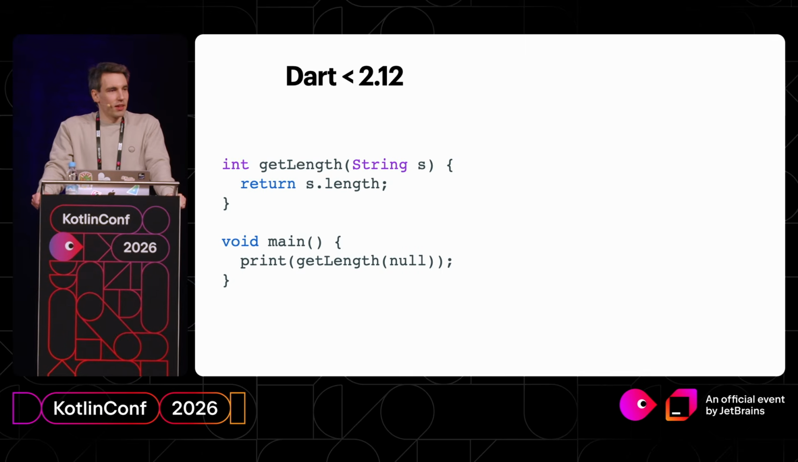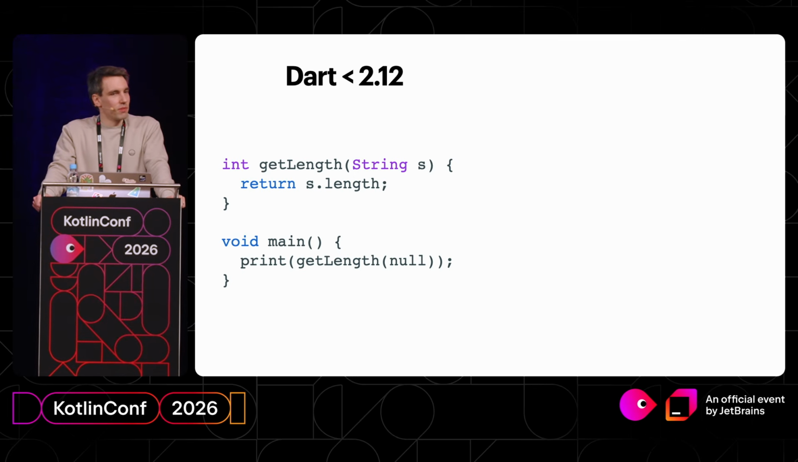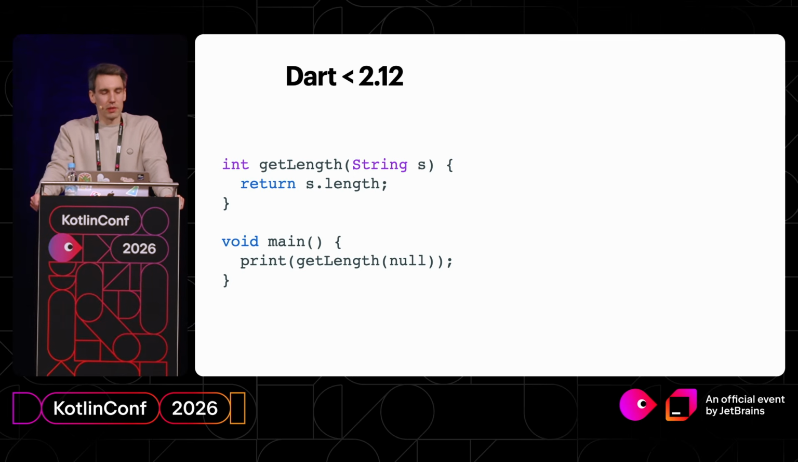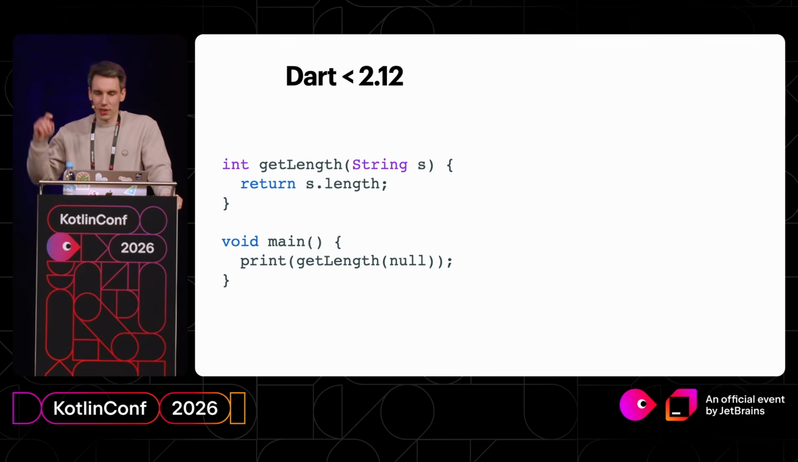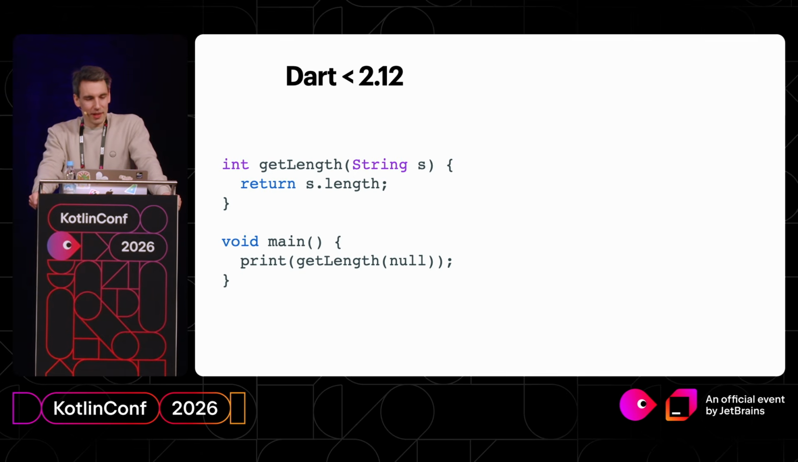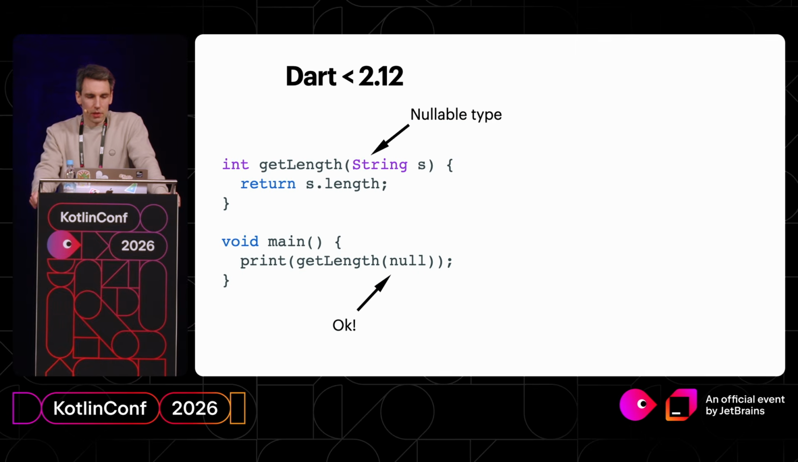Dart. Dart was released with nullable types by default. And while it looked like Java, it's actually Dart. Don't get mistaken. You could just invoke a length method and pass null to it, and then you'll get the null pointer exception, because everything was nullable by default.